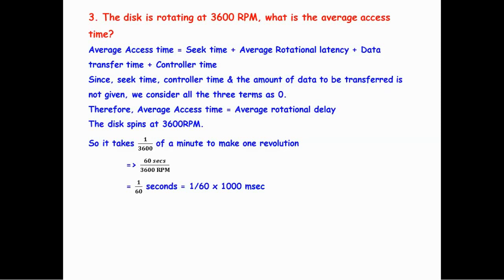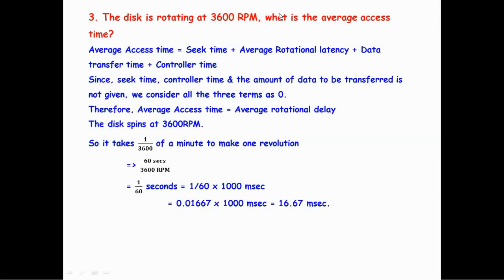1 by 60 seconds is equal to 1 by 60 into 1000 milliseconds. We are converting seconds into milliseconds. We know that 1 second is equal to 1000 milliseconds. Therefore, 1 by 60 is multiplied by 1000. 1 by 60 is equal to 0.01667, and already we have 1000. After multiplying these two values, we get the value as 16.67 milliseconds.